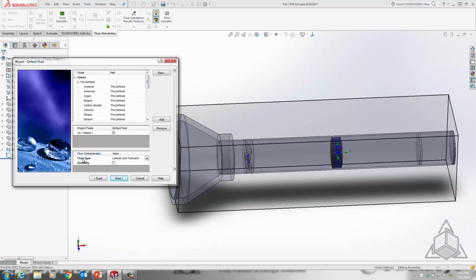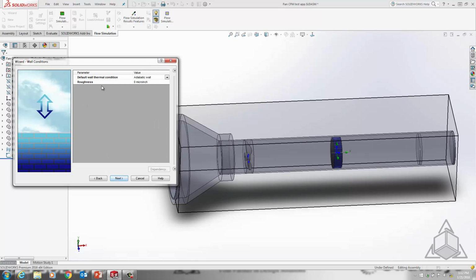I don't know whether this is going to be a laminar or turbulent flow, so I'm just going to say laminar and turbulent. If you do know, you can actually select or specify either one. This just speeds up the analysis a little bit, but again, if you don't know, might as well just set it to laminar and turbulent.